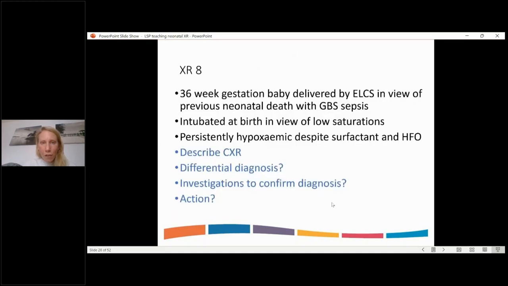This one, this is a 36-week gestation baby delivered by elective section, because sadly the parents had had a previous neonatal death with GBS sepsis. Was intubated at birth because although it wasn't particularly tachypneic or working hard, at 5 minutes of life remained hypoxic with saturations of 60 to 70%. They gave surfactant on labour ward, no real change, and then admitted the baby to NICU where we started high frequency. And again, the sats probably only increased to the 70s.